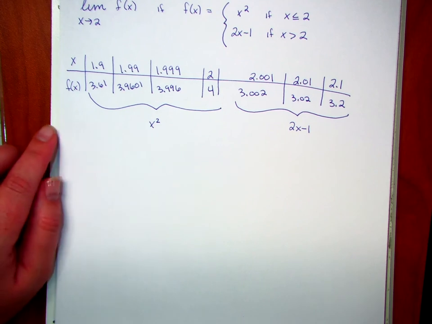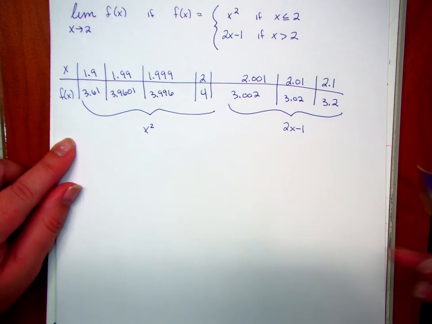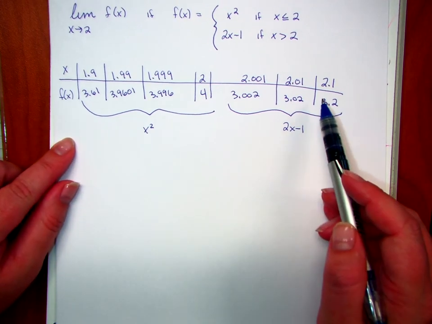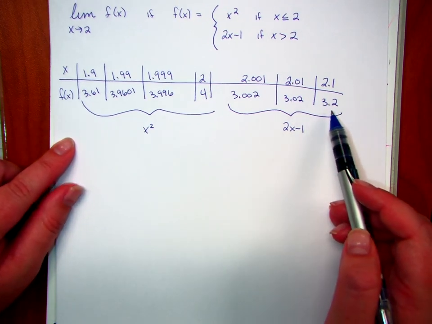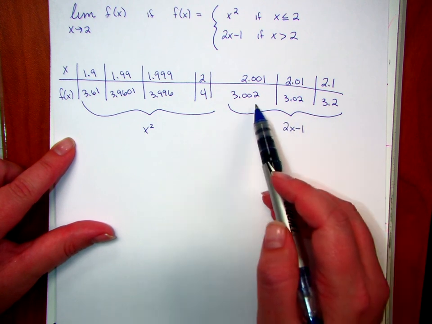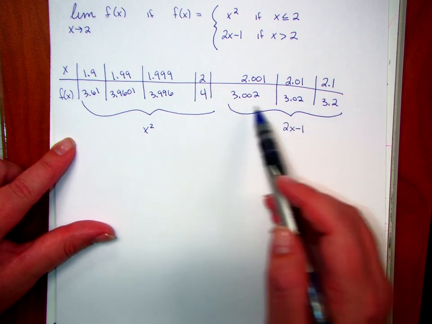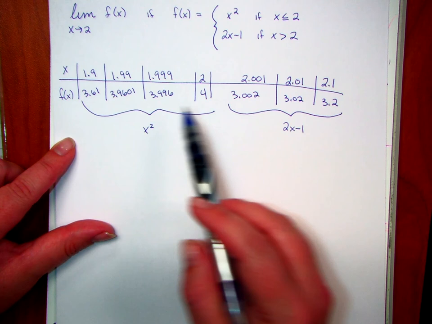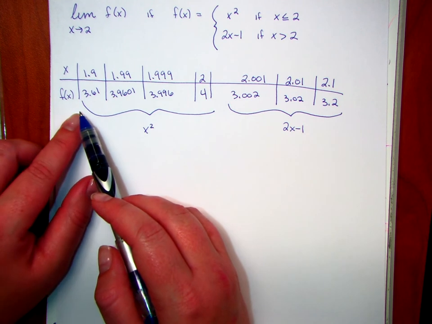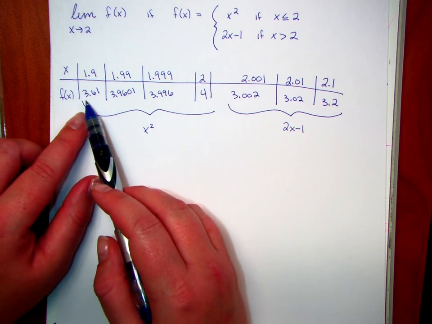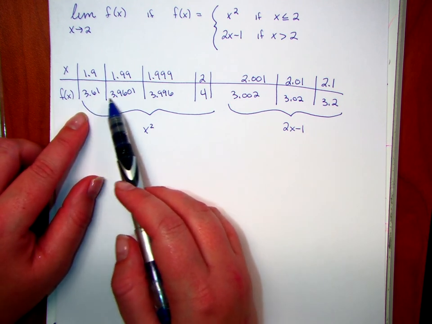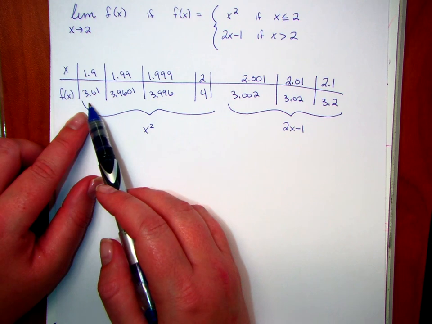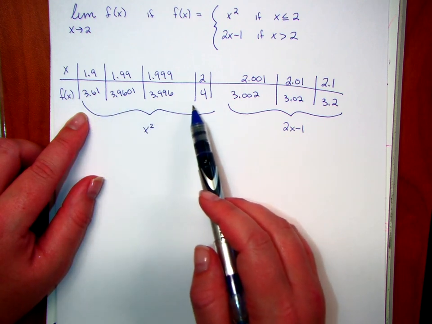so it looks like when we picked values greater than 2, we started at 3.2 and we're slowly adding zeros and getting closer to 3, right? These values are approaching 3. If we look at the values less than 2, these values are starting at 3.6, but they're not decreasing, right? They're increasing, and they're slowly getting closer and closer to 4.